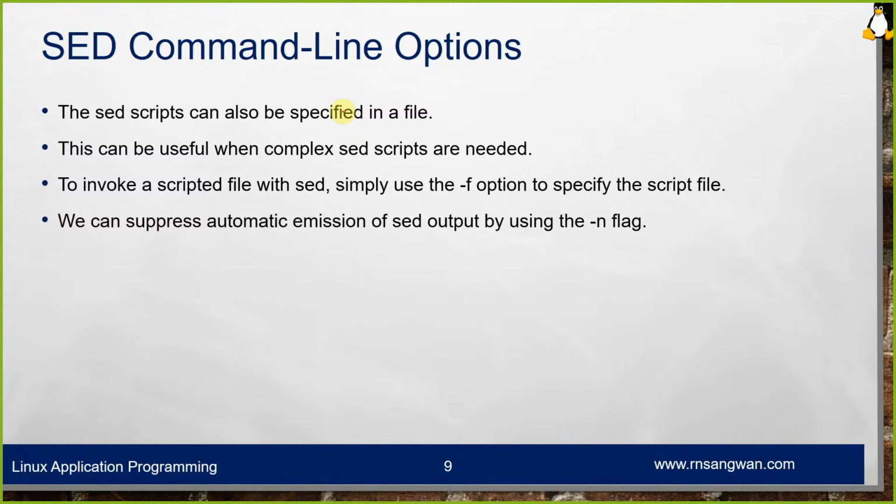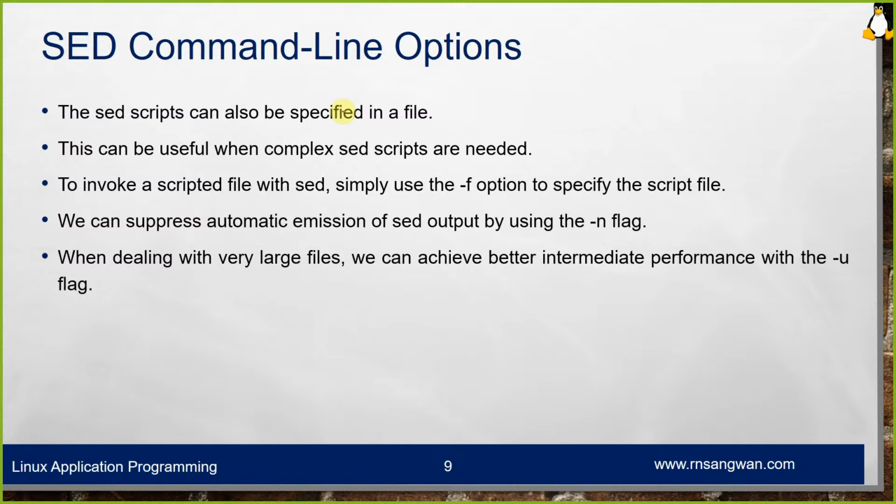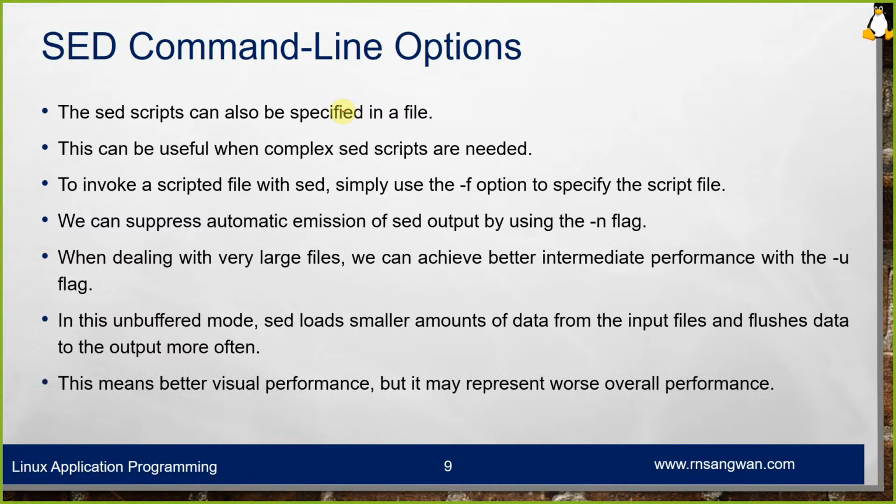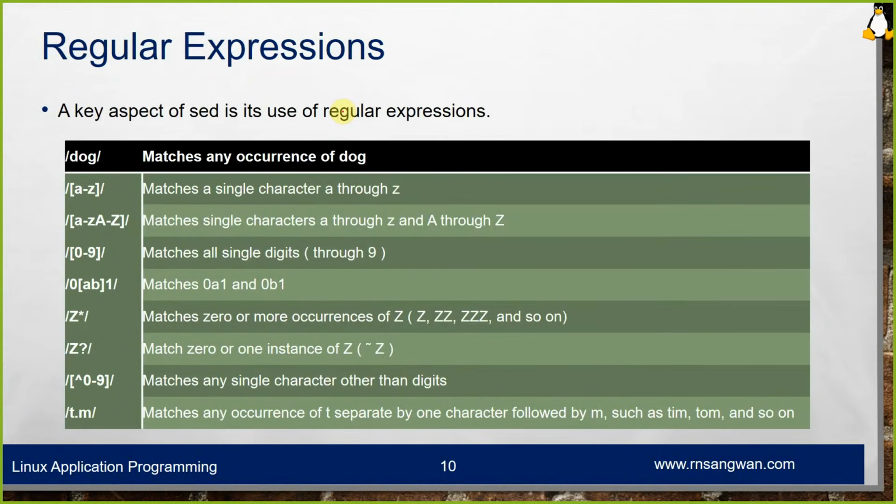We can suppress automatic emission of SED output by using the -n flag. When dealing with a very large file, we can achieve better intermediate performance with the -u flag. In this unbuffered mode, SED loads a smaller amount of data from the input file and flushes data to the output file more often, meaning less memory will be consumed. This means better visual performance, but may represent worse overall performance depending on what you are doing.